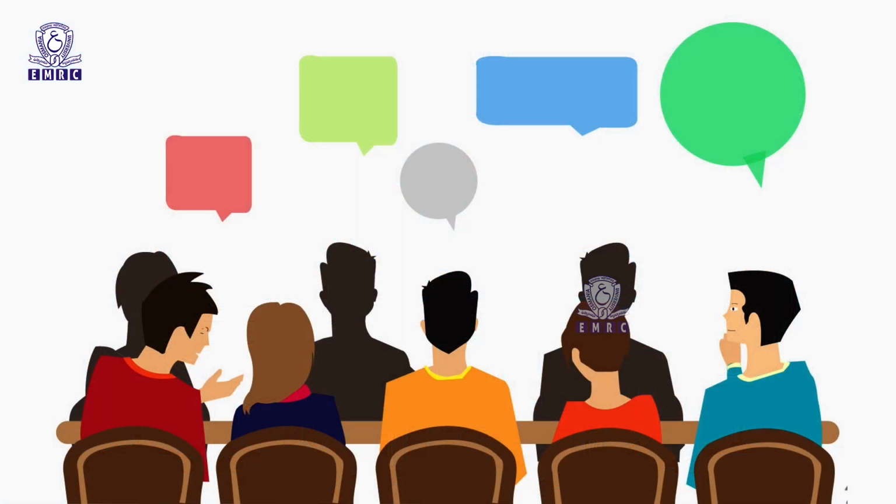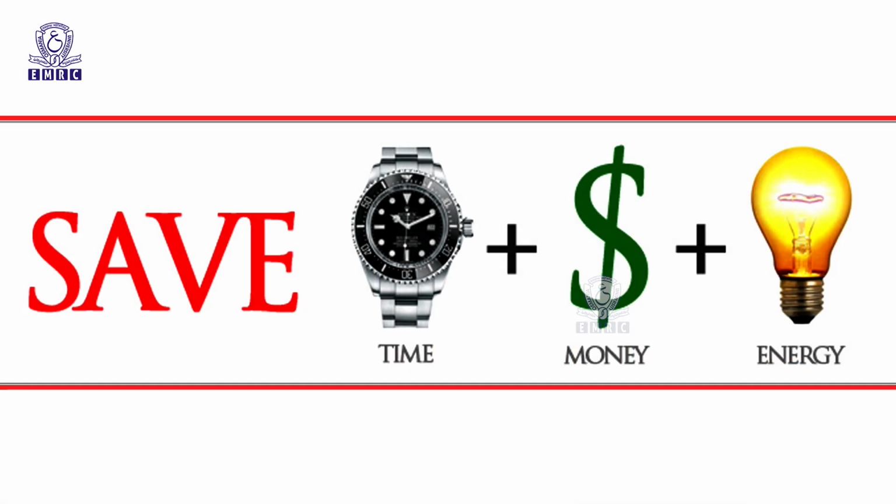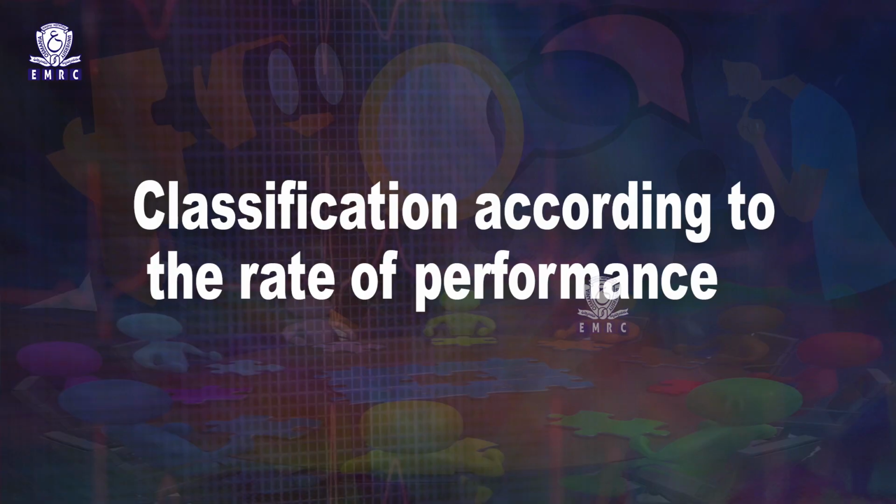That is, they can be administered to more than one individual at a time. They are economical and time saving. For example, Army Alpha and Army Beta tests. Classification according to the rate of performance. According to the rate of performance, psychological tests are classified as speed test and power test.